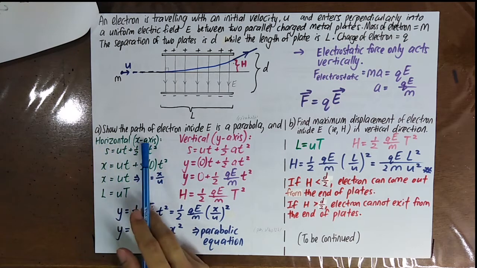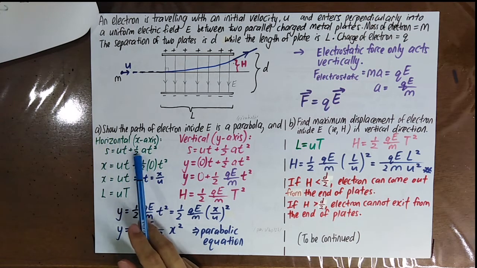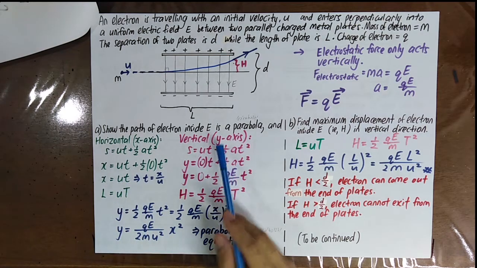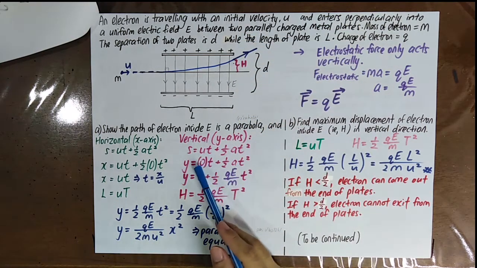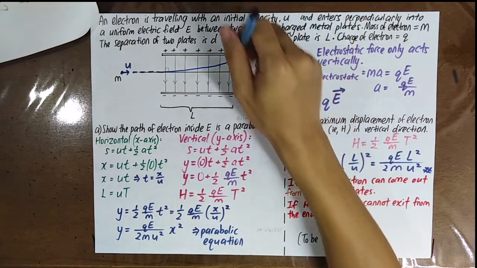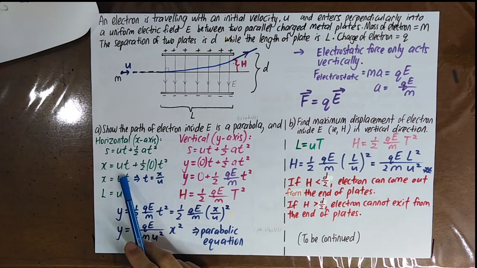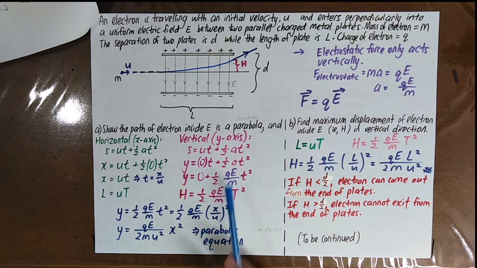Okay, so in the horizontal direction, s equals ut plus half at squared. No force in the horizontal motion, so no acceleration, and then s equals ut. In the vertical motion, initially there is no initial vertical velocity, so u is 0. And then the acceleration is this. So from these two equations, you get rid of the variable t. Therefore, you can come to this equation, y equals something times x squared. And when you get this equation, you have already shown that it is a parabola.